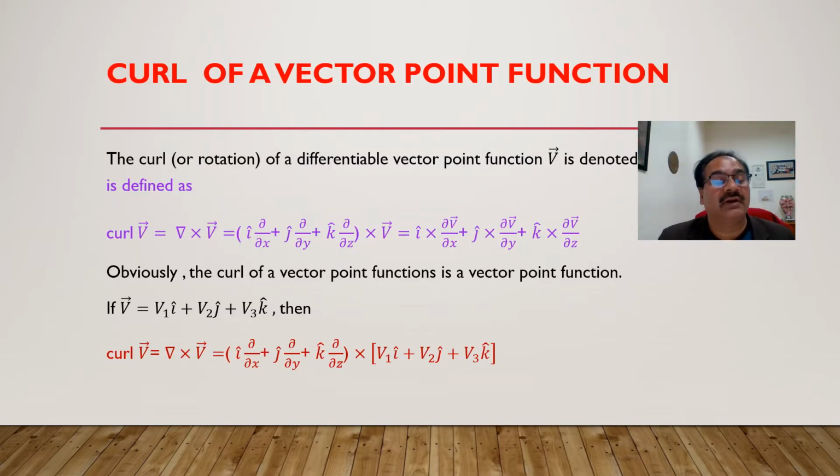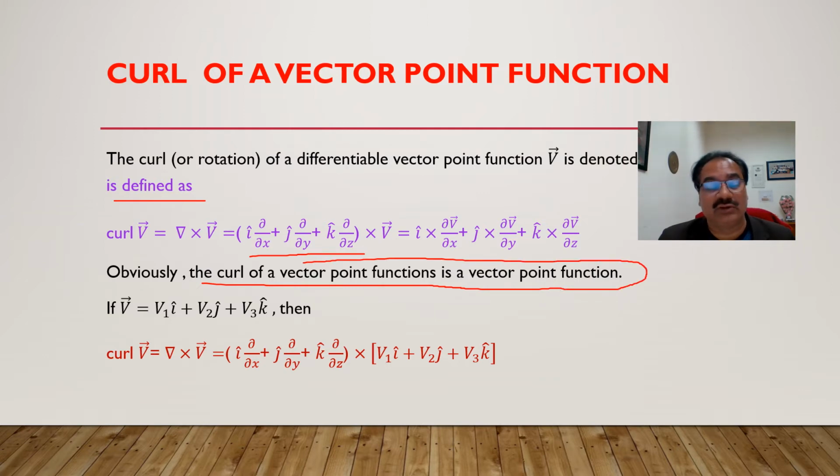Now the next important definition is the curl of a vector point function. The curl means rotation. So the curl or rotation of a differentiable vector point function v is denoted by curl v, and it is defined as curl v is equal to del cross v. Del cross v means i cross del v by del x plus j cross del v by del y plus k cross del v by del z. Obviously, the curl of a vector point function is a vector point function. You must remember this.